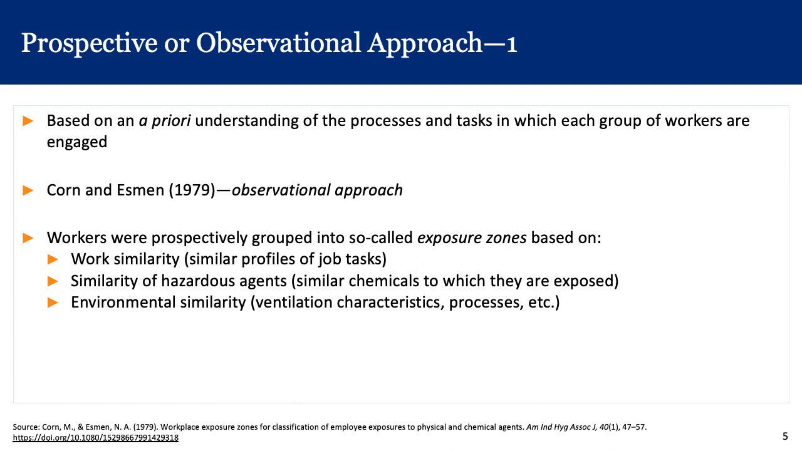This is based on an a priori understanding of the processes and tasks that each group of workers is engaged in. In 1979, Morton Korn and Nerton Esman described this and called it the observational approach. Here, workers are grouped into exposure zones before making any measurements, which is why the term prospective. That was the term used in the Korn and Esman paper. This grouping is done on the basis of work similarity, meaning similar profiles of job tasks, similarity of hazardous agents, so the same chemicals to which they are exposed, and environmental similarity, meaning the workplace is similar, with the same ventilation characteristics or processes and so on.